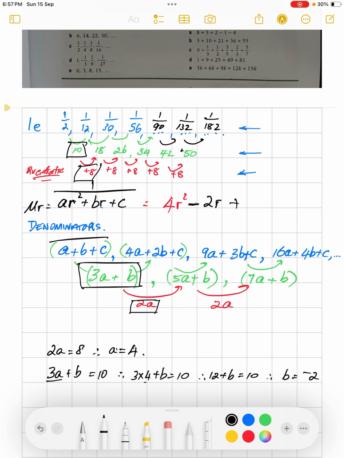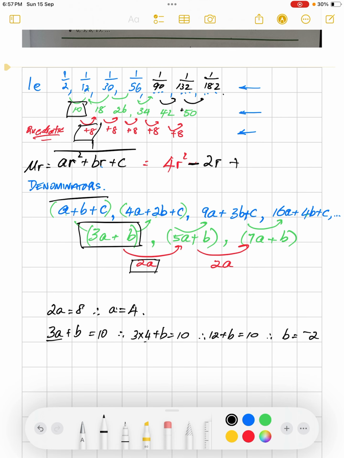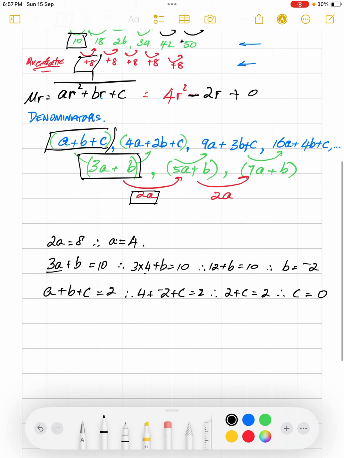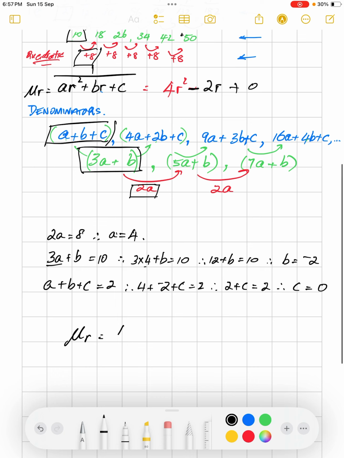Now we want our c value, and let's match this one with this number here, 2. So we know that a plus b plus c is equal to 2. And we know a is 4. We know b is negative 2. 4 take away 2 is 2. So 2 plus c equals 2. All right, c must be 0. And therefore, our general rule will be 4r squared minus 2r plus 0. We don't need to put the plus 0.